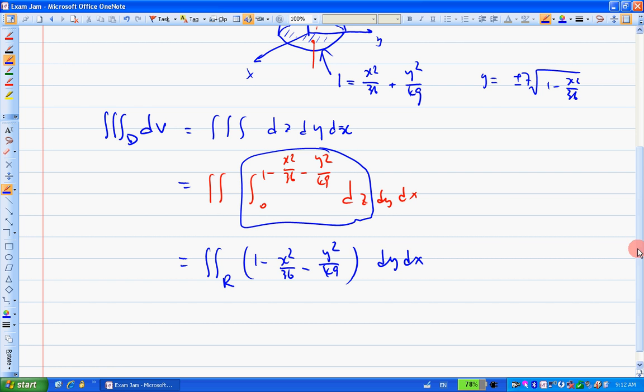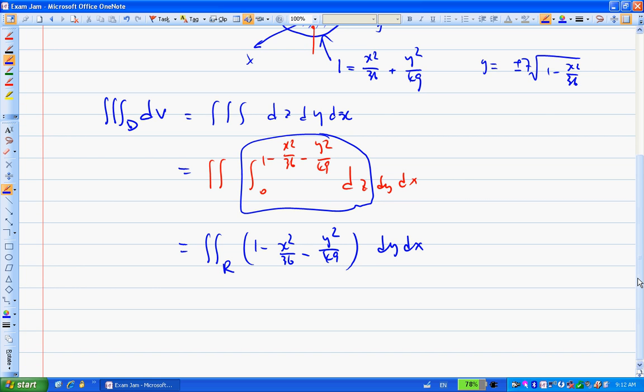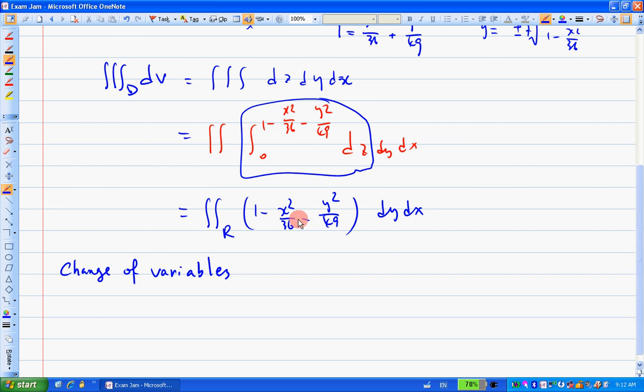And in this case, we didn't practice, but we did talk about it in the class. We had better use the so-called change of variables. So what do we mean by change of variables? Instead of using x and y, you might want to use polar coordinates. That's a change of variable, right?